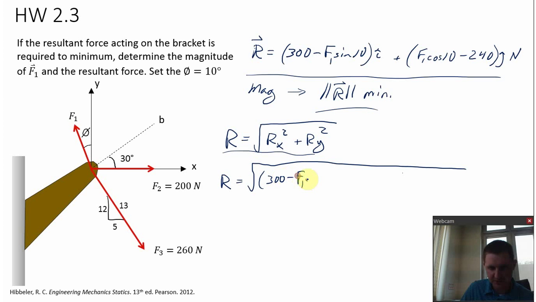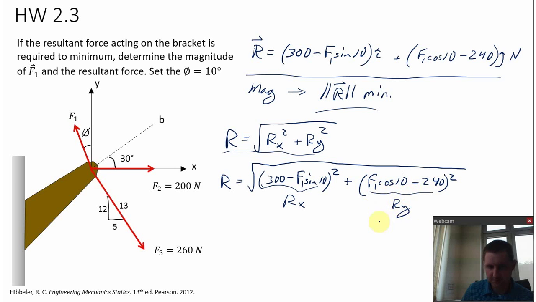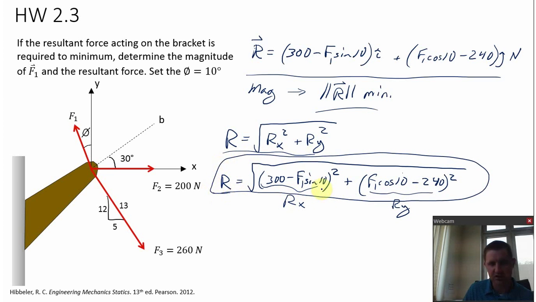Okay, so let's write that out to be very clear of what we're doing here. So 300 minus F1 times the sine of 10, let's square that component, and then get the y component, F1 times the cosine of 10, minus 240, there we go, square that, so that would be Rx, and this would be Ry. So now I have a function of the magnitude of the resultant as a function of F1. Okay, so R is a function of F1, and I want to make this R minimum.